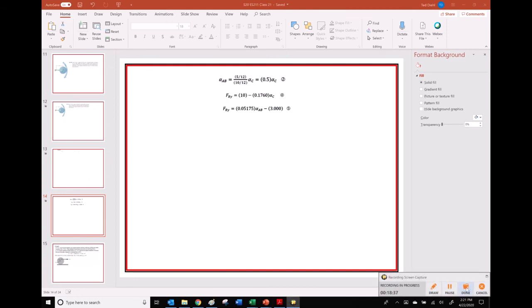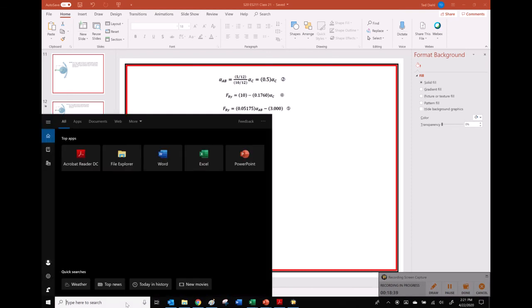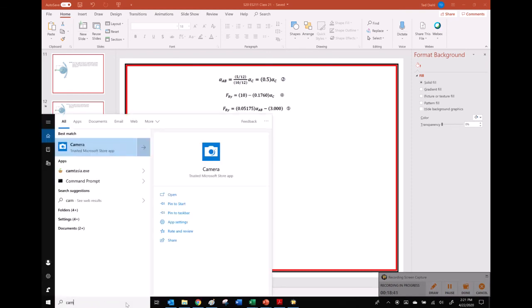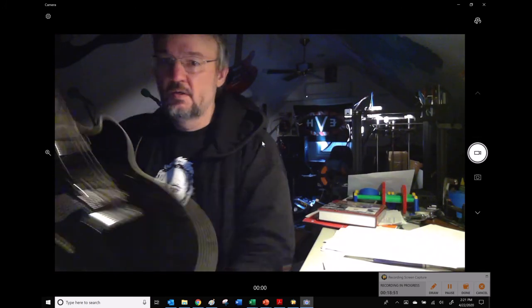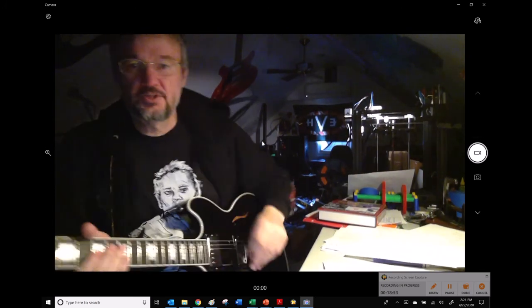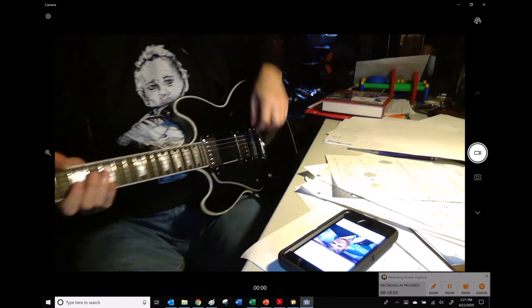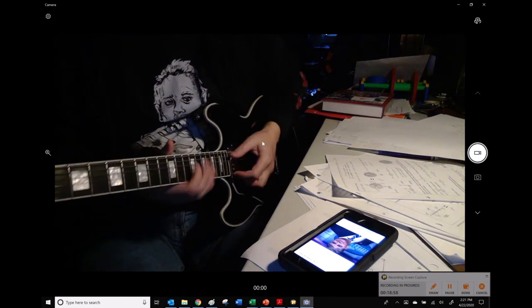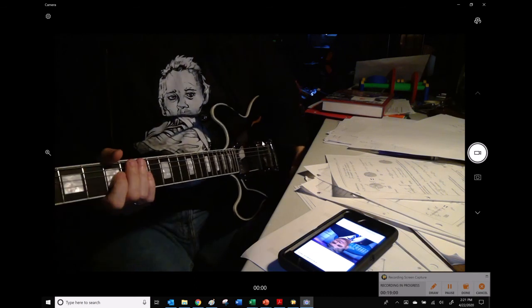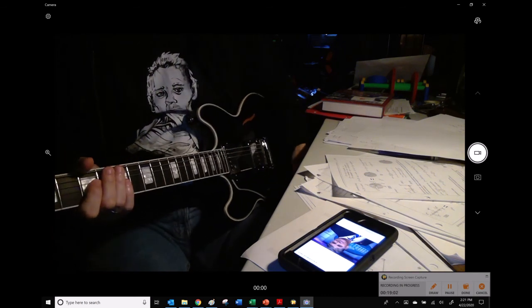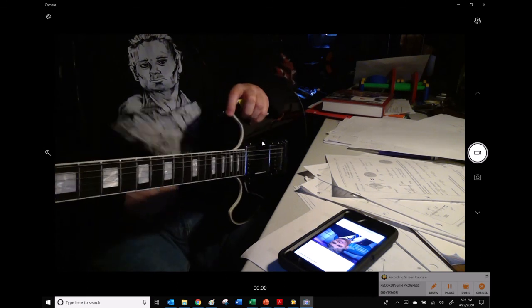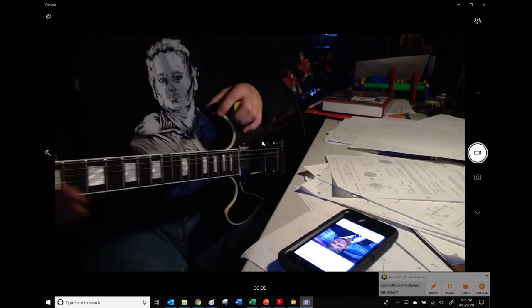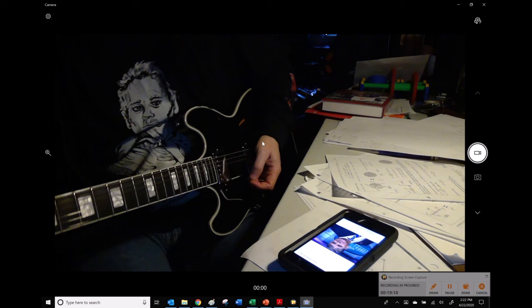So let's see, a camera. I'm going to put a little Easter egg in here, because we can. And I'll show an interesting guitar technique. This is one of my favorite guitars here, the Gibson Midtown. There's Bill Murray. They can look like a philosopher.